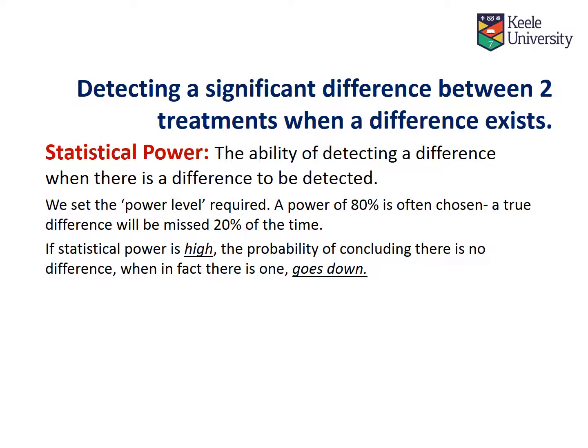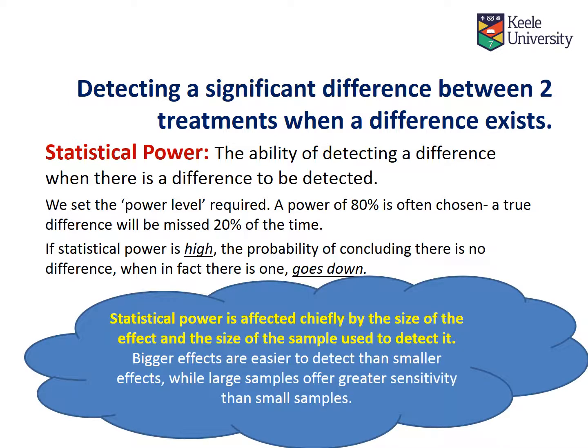down. So when the power is high, then we can really have confidence in detecting a difference when there is a difference. And this power is chiefly affected by the size of the effect and the size of the sample used to detect it. Bigger effects are easier to detect than smaller effects. Larger samples offer greater sensitivity than small samples.